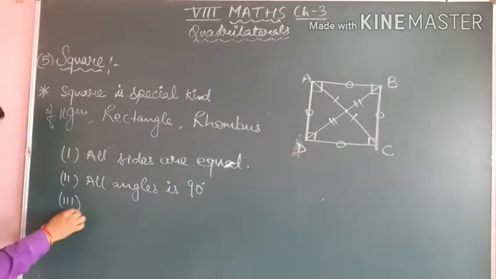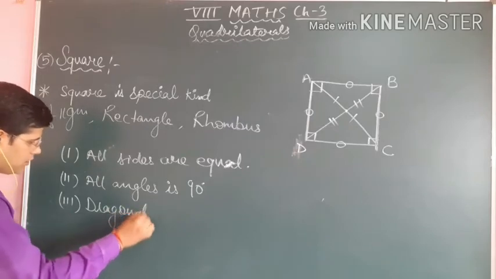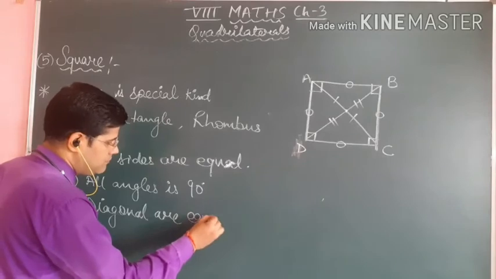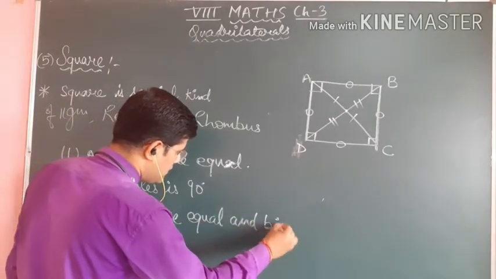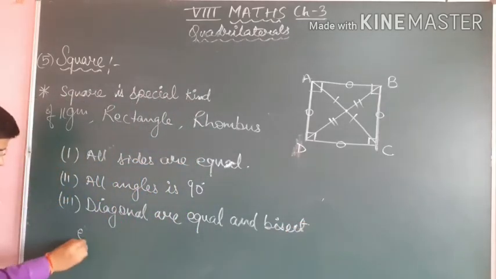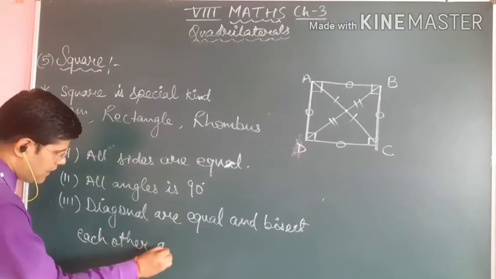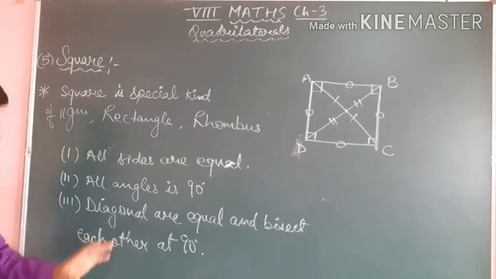Third, diagonals are equal and bisect each other at 90 degrees. It means all the properties of diagonals are there.